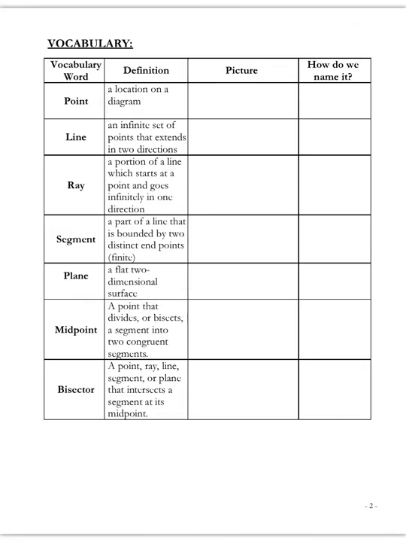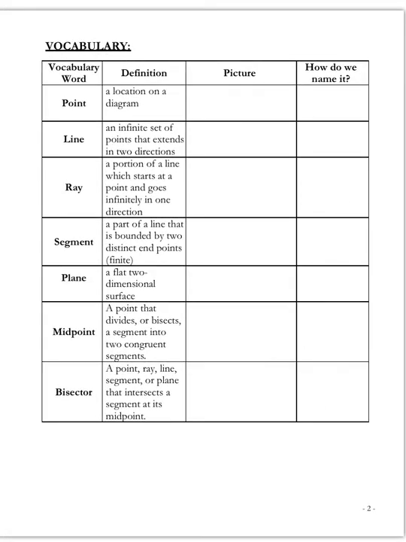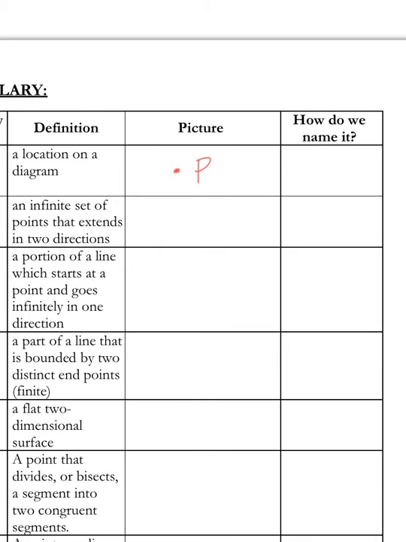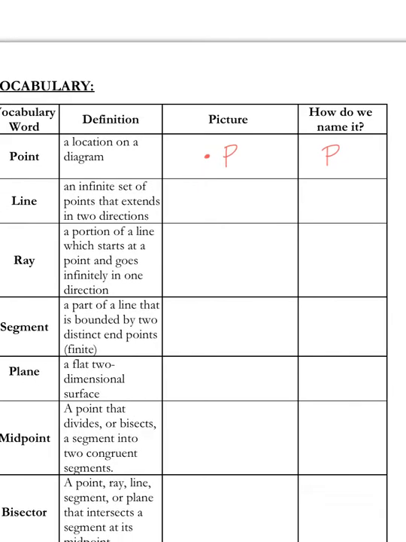So here are some vocab words that you will need to know in this unit, and really all of geometry. A point is a location on a diagram. The picture is just a dot, and we label it with a capital letter. So just one capital letter. I'm going to name it P.